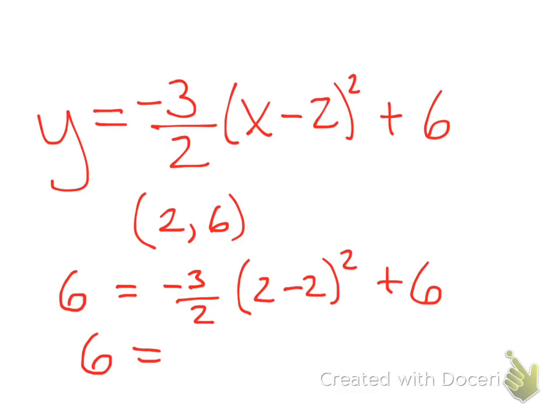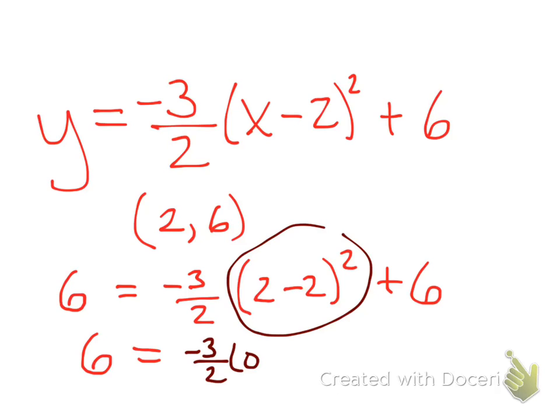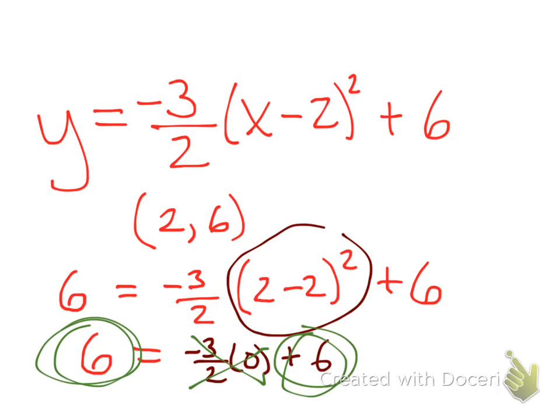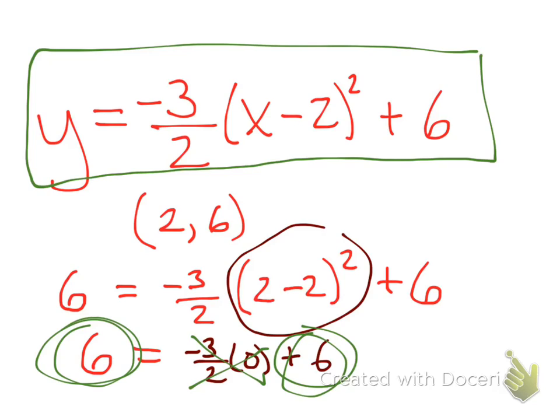In here, inside the parentheses, we have 2 minus 2, which is 0, and 0 squared is still 0, so negative 3 over 2 times 0 plus 6. But we know that the negative 3 over 2 times 0 just becomes 0, and 6 is equal to 6, and so I know at least the vertex is on the equation that I found up here. So at least I'm on track to being right. And again, we can check any other point as well.